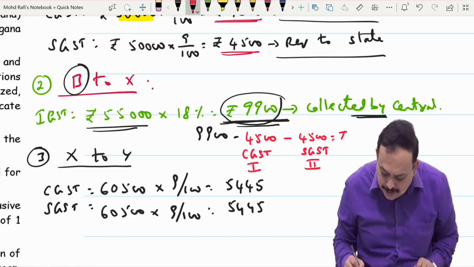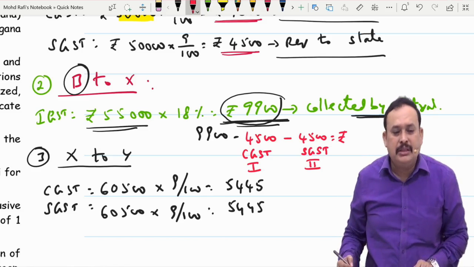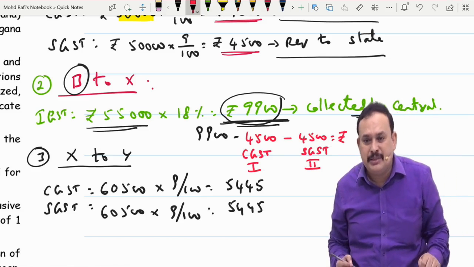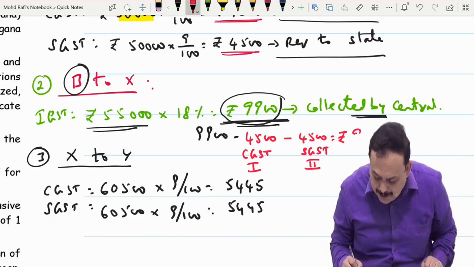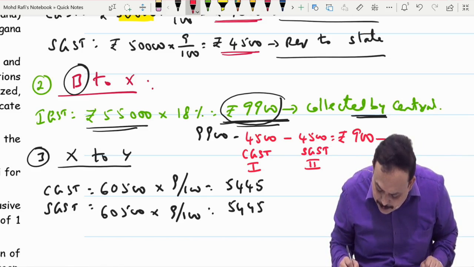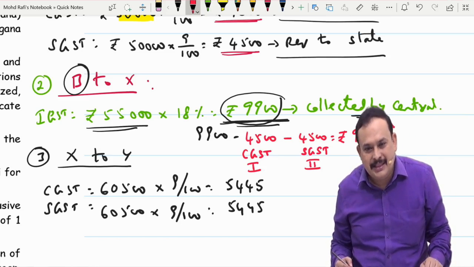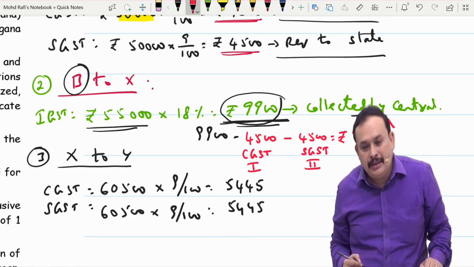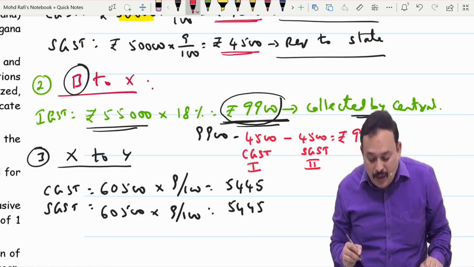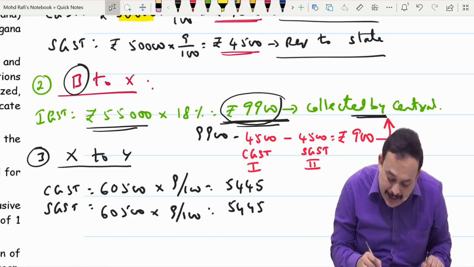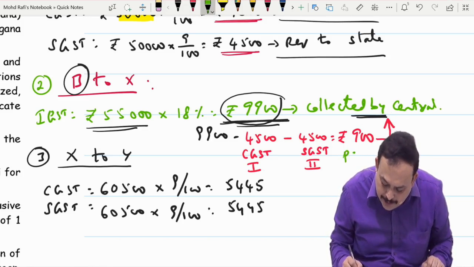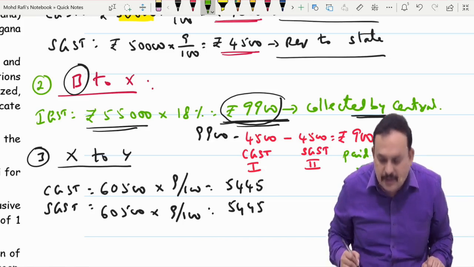And net how much? After 9,900, deducting 4,500 and 4,500, from this 900, how much? 900 is collected by the central government. Is that clear, sir? Here, collected by the central government means what? 900 paid by B. Is that clear?